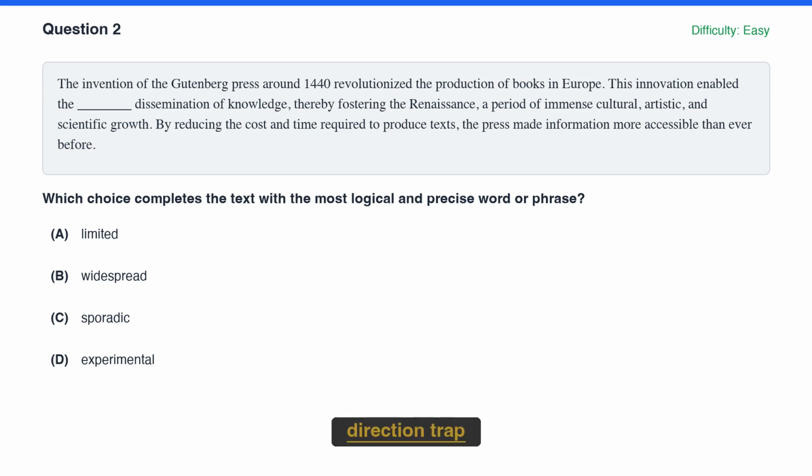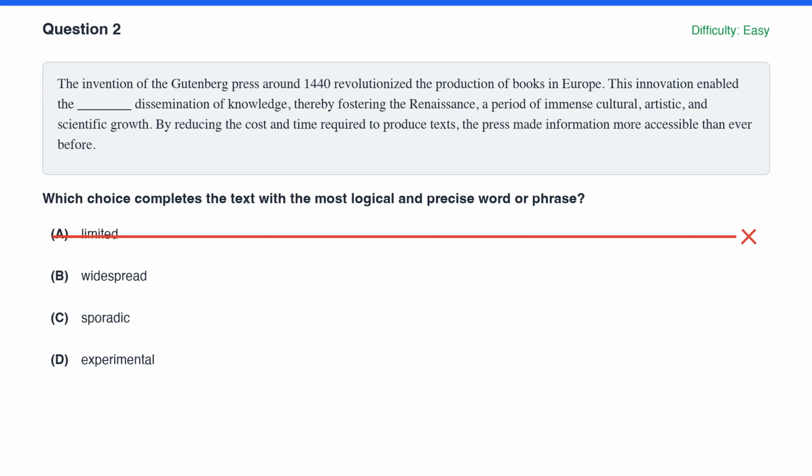Choices. Choice A, limited direction trap. This is the opposite of what the passage describes. The press expanded access. Cross it. Choice C, sporadic.